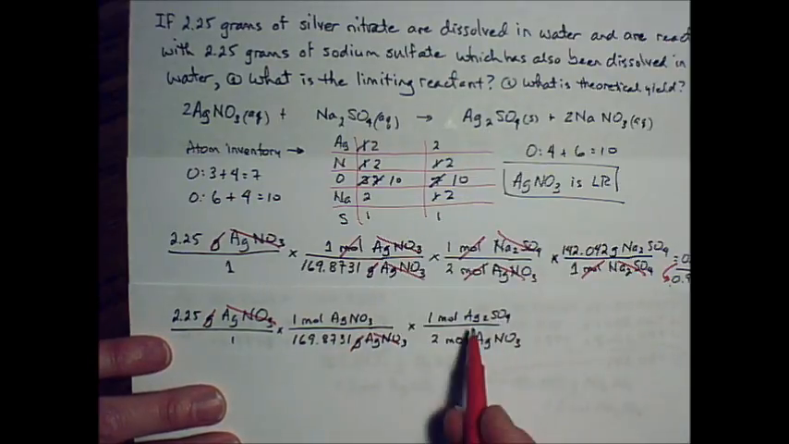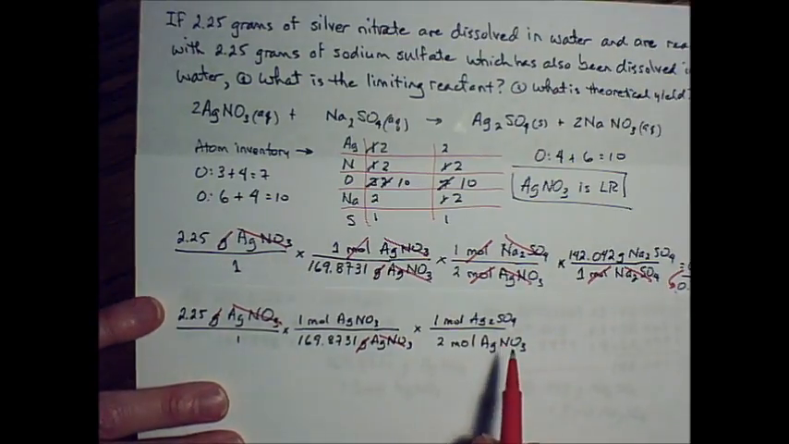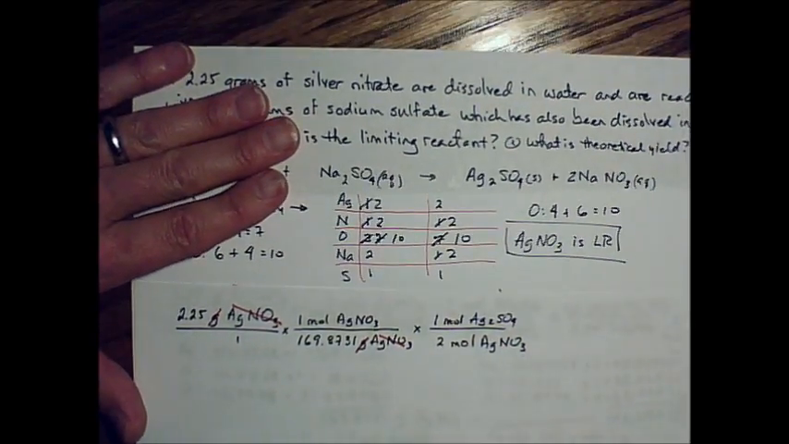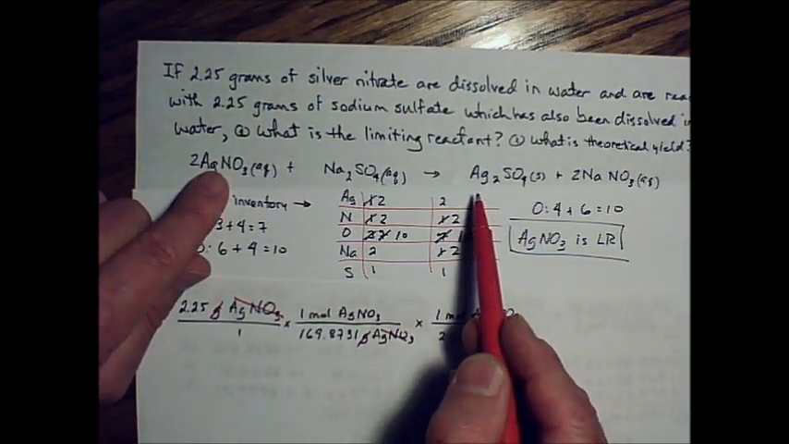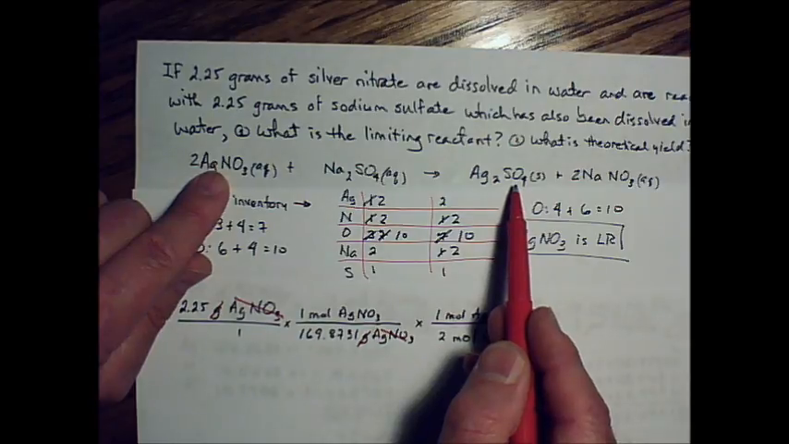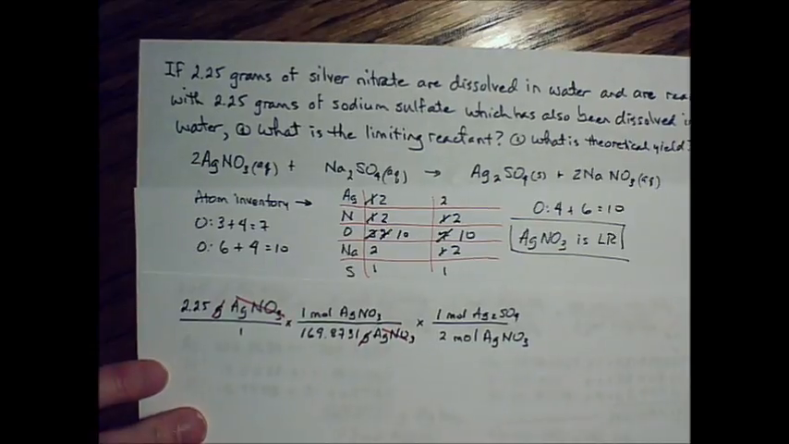Ag2SO4. Why is that there? In this step, we're going from this species now to the product. So it's the same species, but we're switching sides of the equation. More or less, yeah. That's one way to think about it. So what's next? Molar mass.